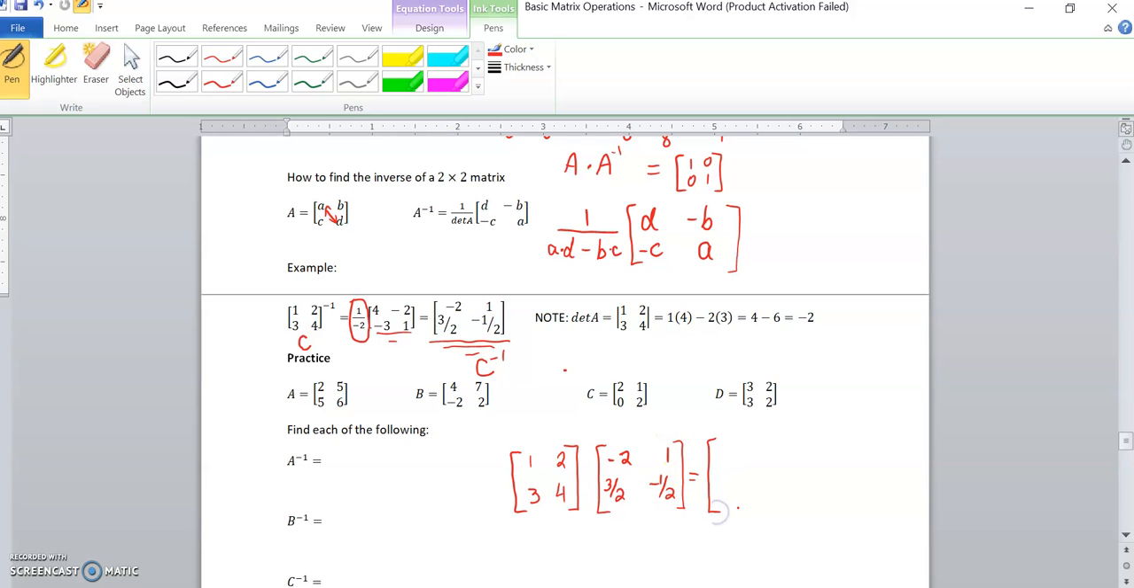When we multiply these, we say 1 times negative 2, plus 2 times 3/2, so plus 3. Then we say the first row, second column, so 1 times 1, plus 2 times negative 1/2. 2 times negative 1/2, that's negative 1.